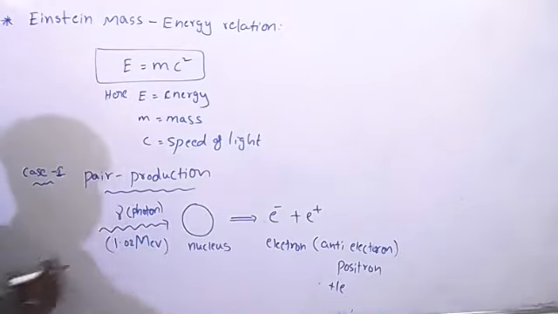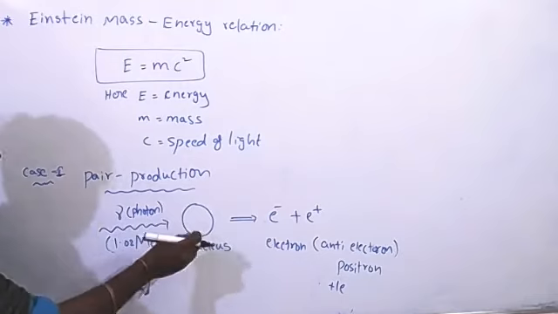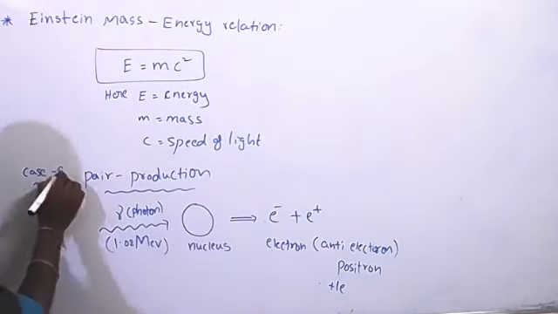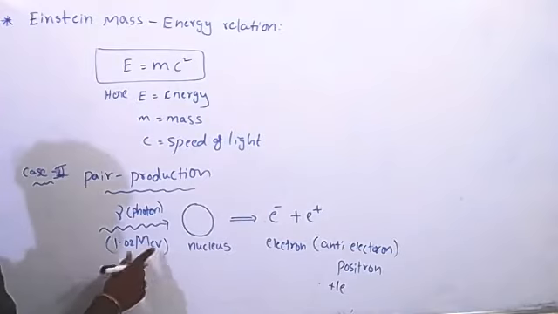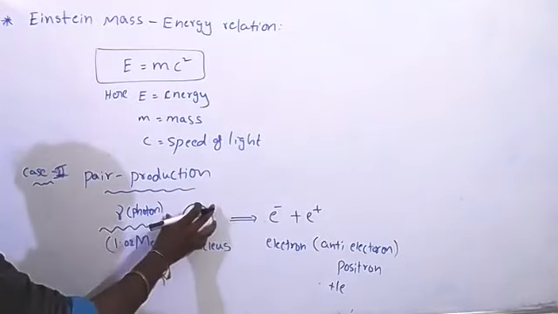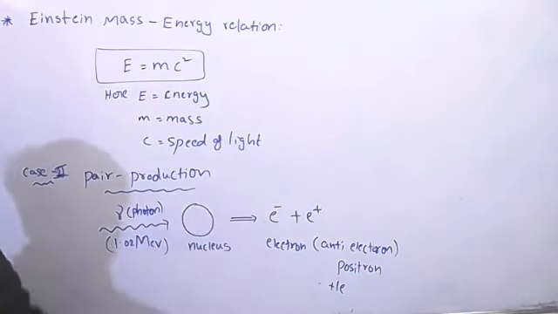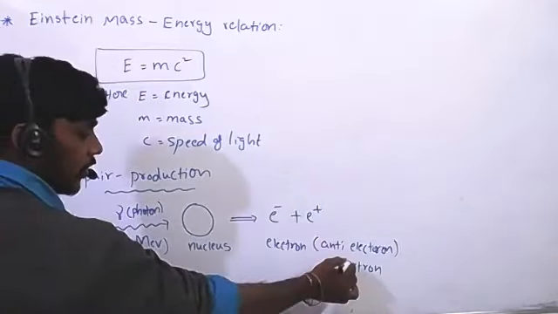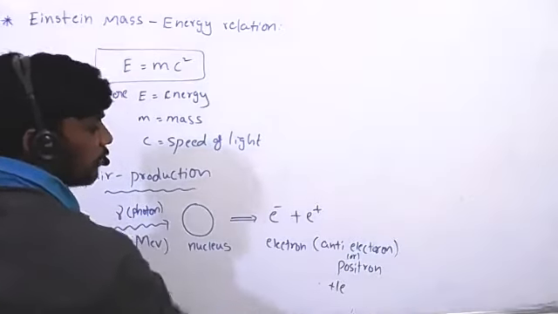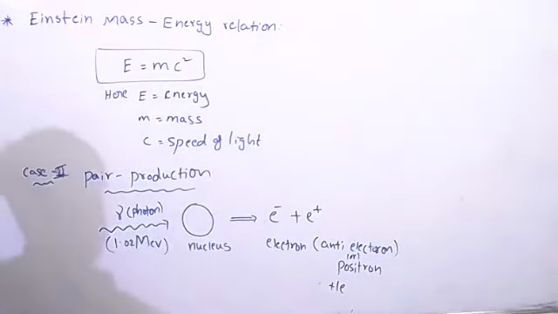So when the energy interacts with the nucleus, we get mass. This is the second method, how to convert energy to mass, and these reactions are useful. When 1.02 mega electron volt energy interacts with the nucleus, one electron will form and one anti-electron, which is nothing but a positron. The positron has charge plus 1e. That is why we call it an anti-electron.